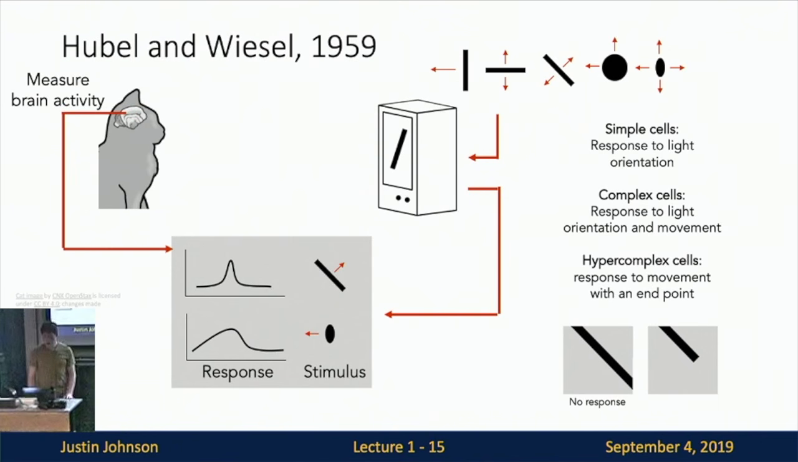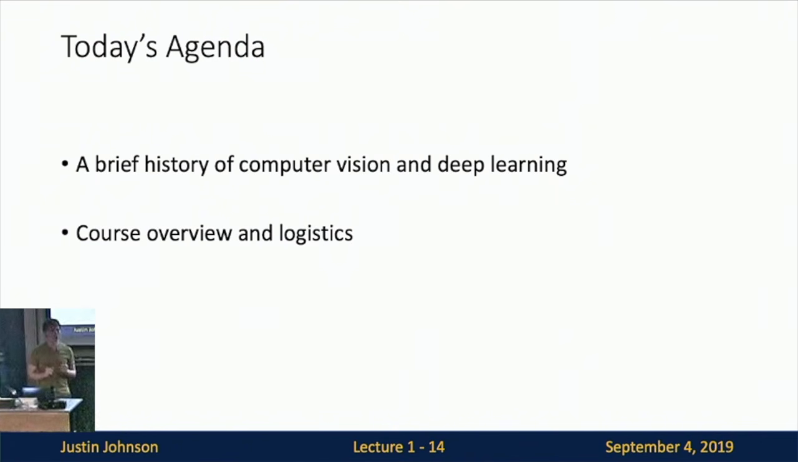So let's start. We're going to do this in two ways, right? We're going to do a parallel stream. First, we're going to talk about the history of computer vision. Then we're going to switch a little bit and cover the history of deep learning. So before we dive into the material, are there any questions before we launch into this historical escapade?